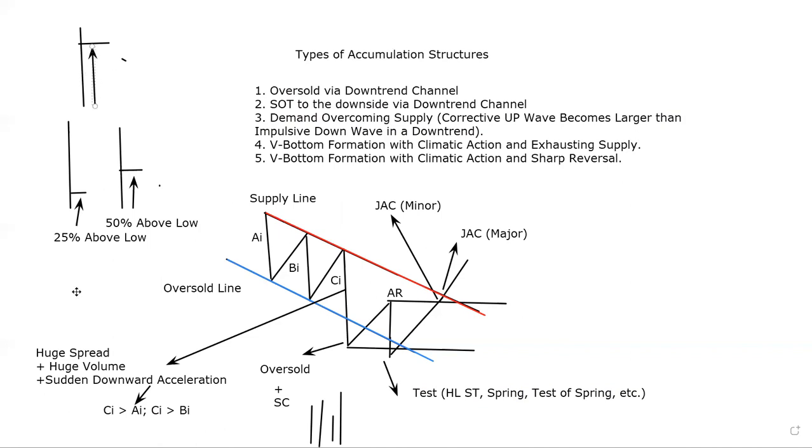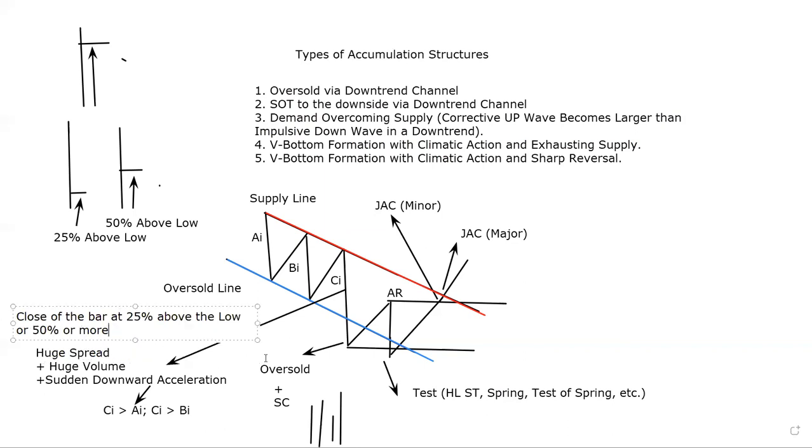Okay, so you have to check all of these things. How huge spread, huge volume, sudden downward acceleration. And the third thing you need to check, close of the bar. At 25% above the low, or 50% or more. Got it? Do you understand this point?